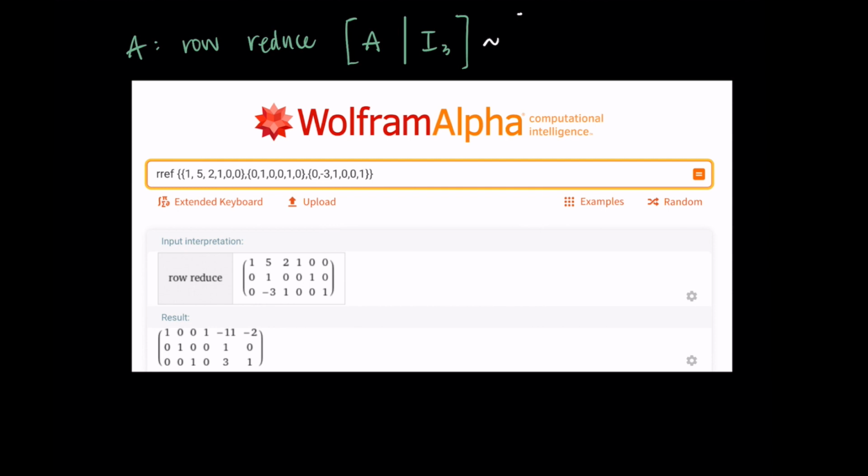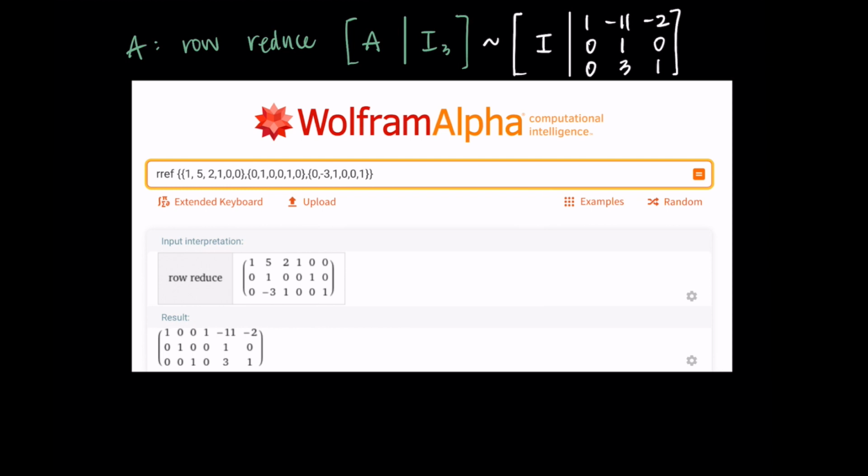When I do it, I'm getting the identity on the left-hand side, so A is reducing to the identity matrix. And then on the right-hand side, I end up with the first column being 1, 0, 0, the second column being negative 11, 1, 3, and the third column being negative 2, 0, 1.